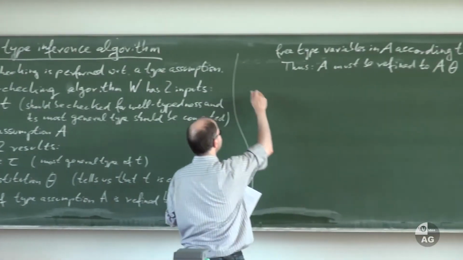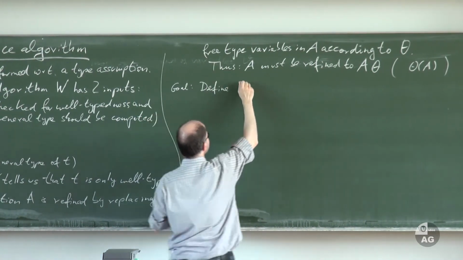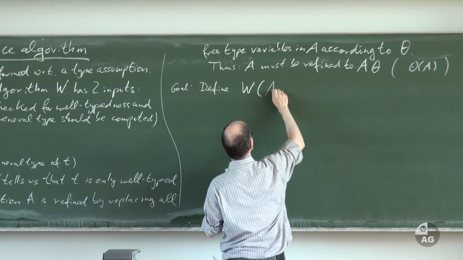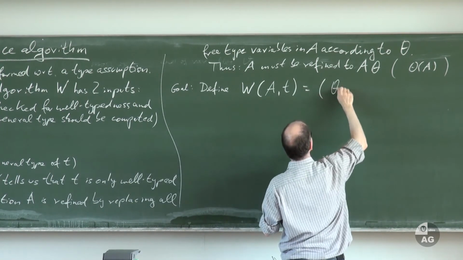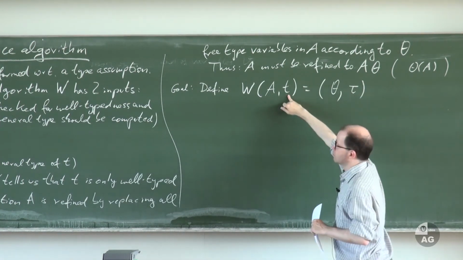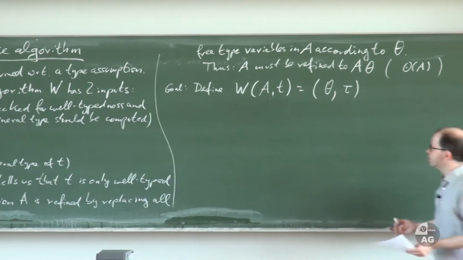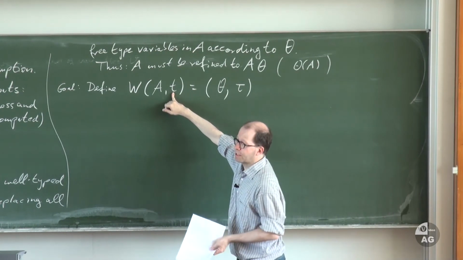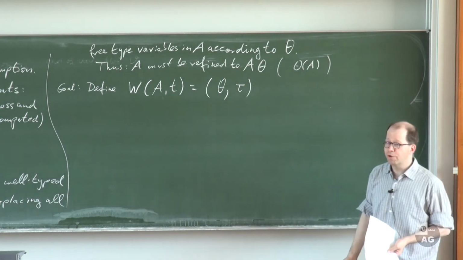So the goal is we have to define how this W algorithm works. W gets these two inputs, the type assumption and the term. And it produces two outputs, the substitution, which refines the current type assumption, and the type of this term T. And we will now define how this algorithm works by looking at the different forms of the terms. This is a lambda term, so it's either a variable, a constant, an application, or a lambda abstraction. So let's regard these cases and define how W works in all these different cases.